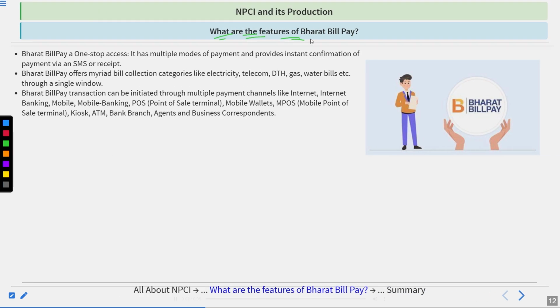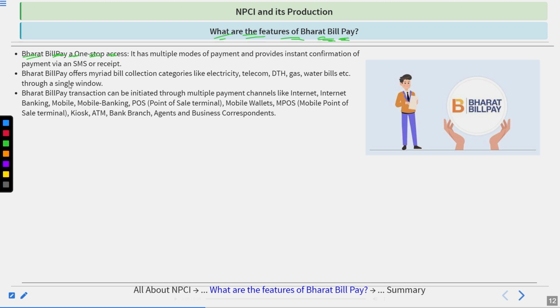Now, what are the features of Bharat Bill Pay? Bharat Bill Pay is a one-stop access. It has multiple modes of payment and provides instant confirmation of payment via an SMS or receipt. Bharat Bill Pay offers bill collection categories like electricity, telecom, DTH, gas, water bills, etc. through a single window. You can pay all your bills by using the single window only.